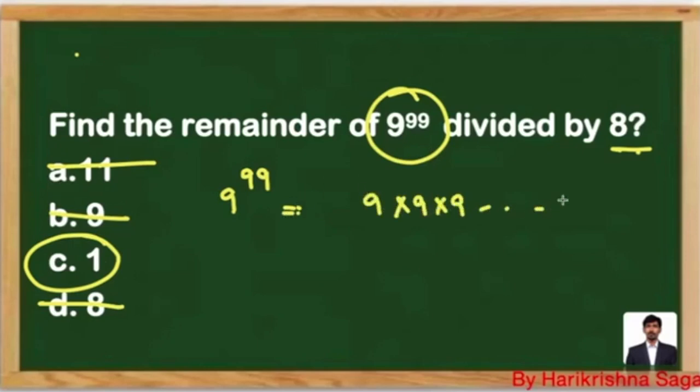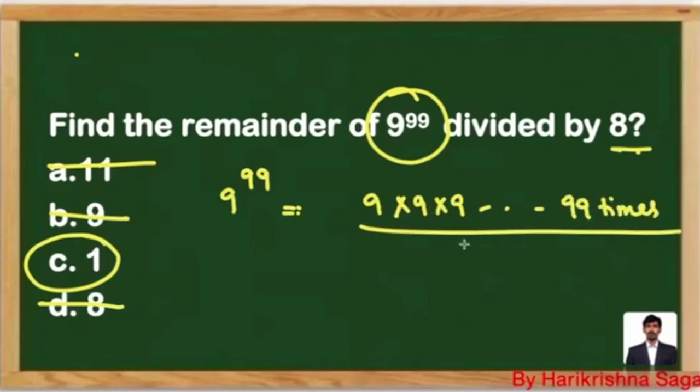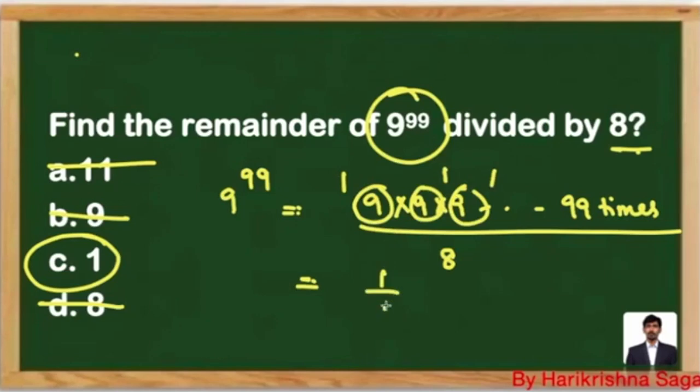into 9 into 9, like that 9 will come for 99 times. This number you are dividing with 8. So 9 by 8 remainder 1, 9 by 8 remainder 1, 9 by 8 remainder 1. So 1 will come for 99 times, and 1 by 8 remainder is 1. Directly you mark the answer as 1. All of you clear? Yes. Yamuna is saying it is clear.